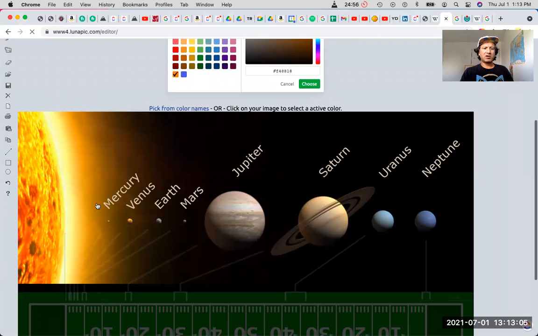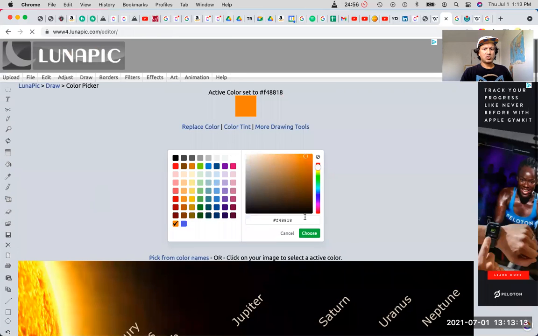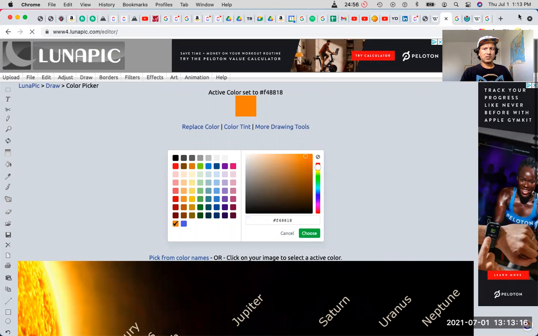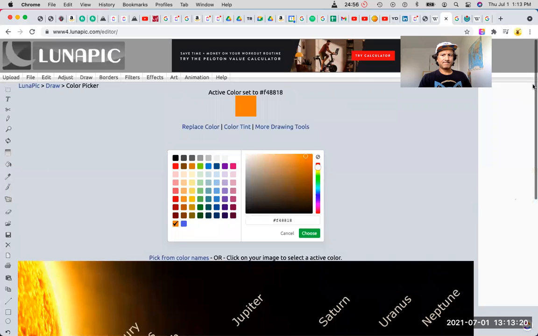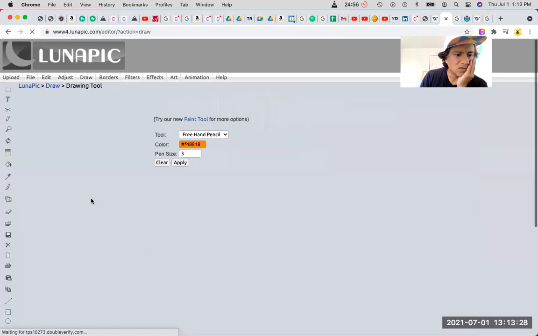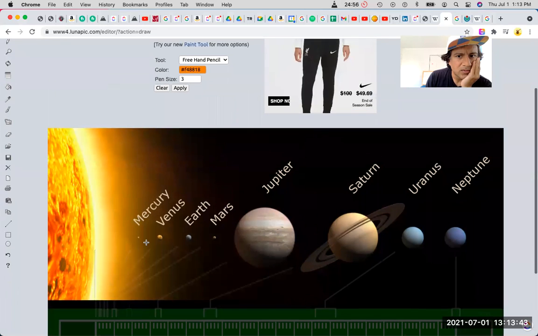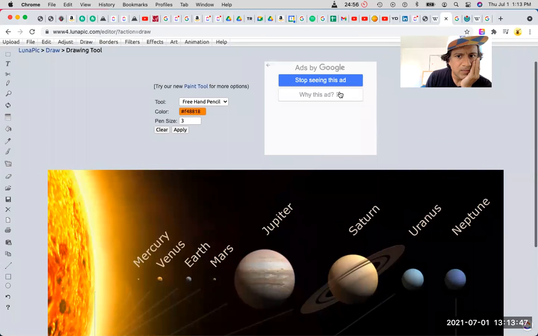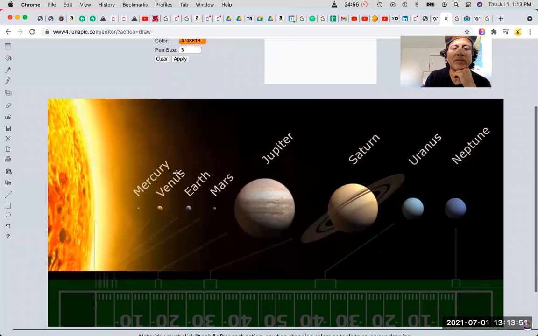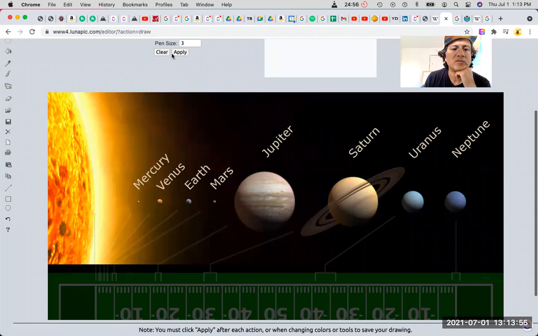I don't know how big they are to scale. How does this tool work? Oh man, that would really suck if I can't use this tool right now. Choose. Hide ads. And choose a tool. Okay, I'm choosing a freehand pencil. So see, a thing is building up here, whenever this is ready to cooperate. Oh man. Okay, you know what I'm going to do? I'm just going to use the annotation features in Zoom versus trying to make the Luna tool work for me. Luna tool failed.